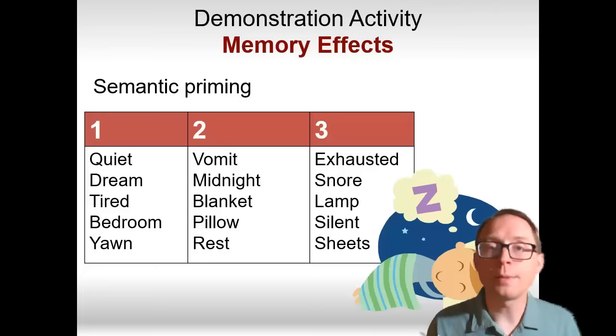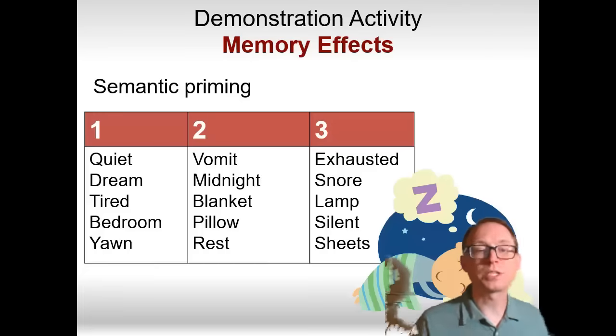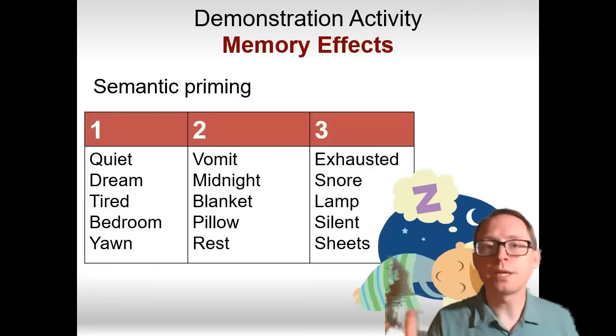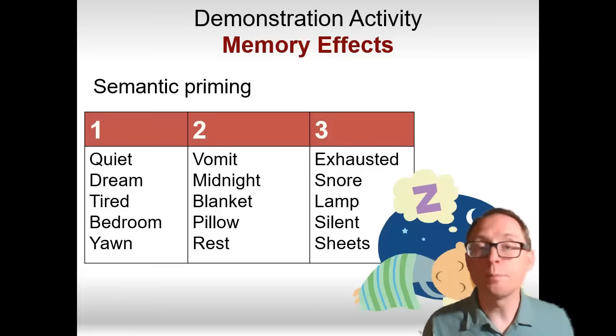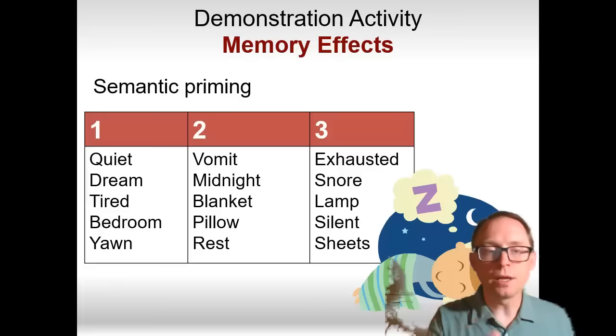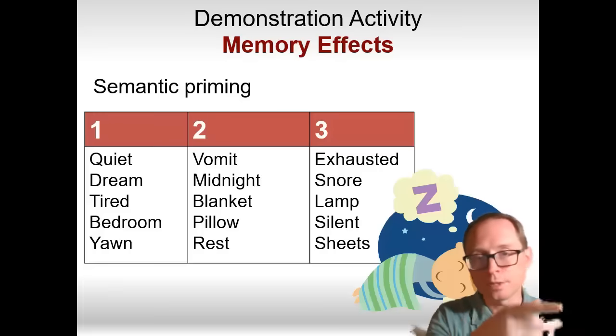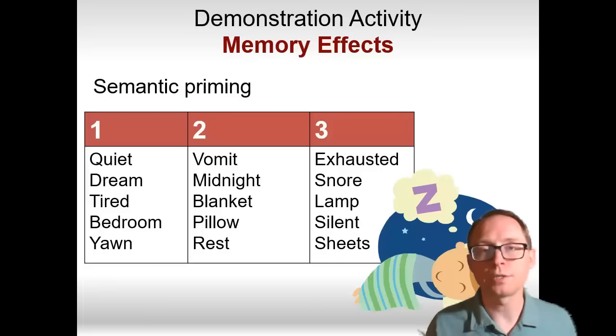In this case, it's specifically semantic priming. Priming means to make something more accessible in your brain. Semantically, that's the meaning of the word. The meaning of sleep is insinuated by all of these things. When we talk about the snore, lamp, etc., all those things are involved with sleep. And so the concept, the meaning of those words involves sleep, and so sleeping becomes more accessible in your brain.